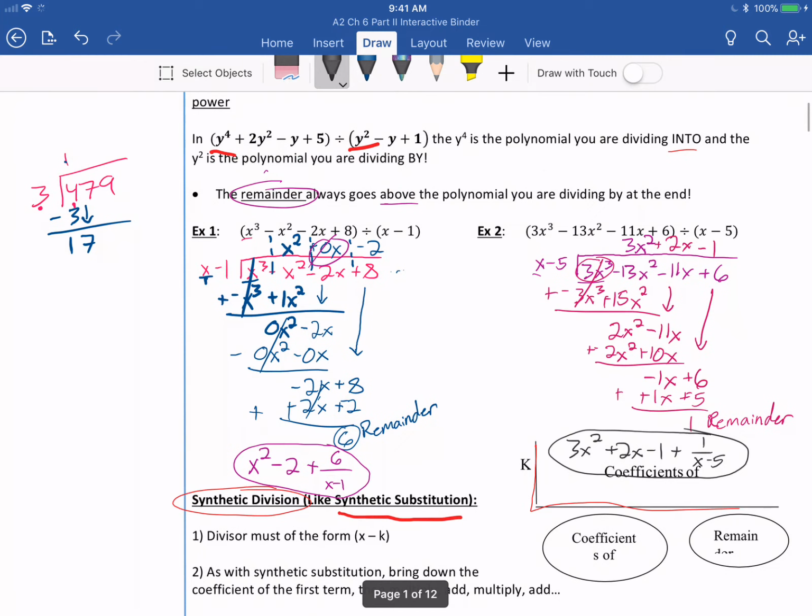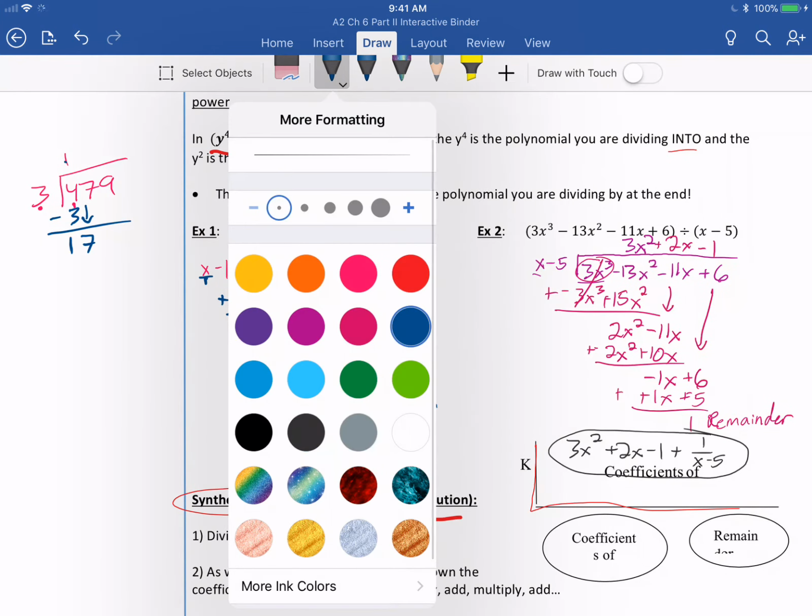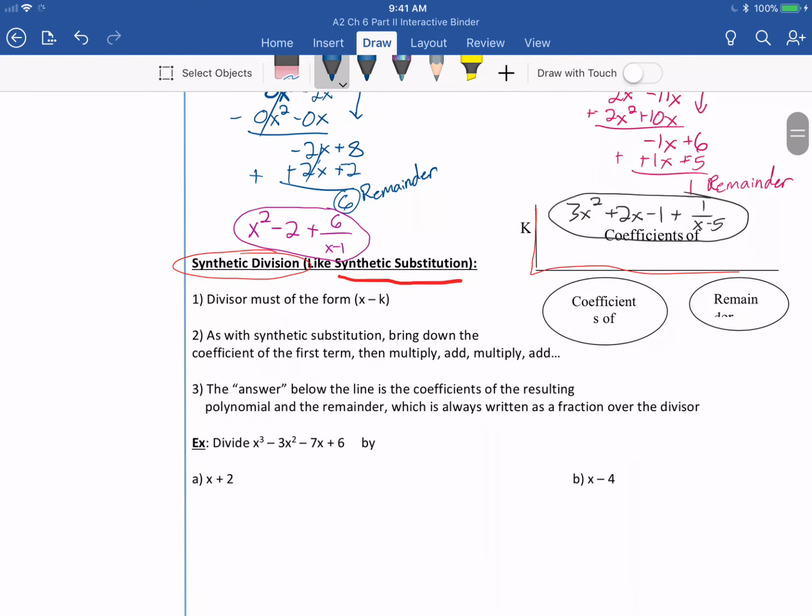Alrighty, so that is long division. It's a little tricky at first, but I think once you do some examples, you'll catch on a little bit faster. Alright, so now synthetic division is really the same deal here.